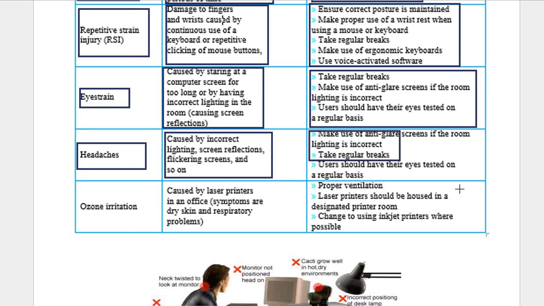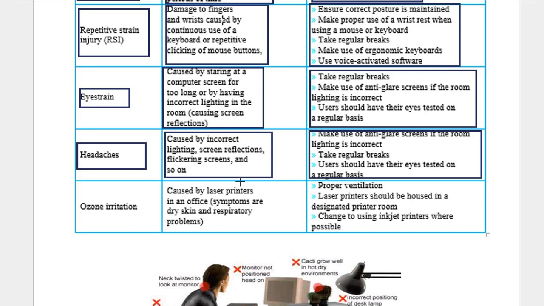What we can do to stop headaches, or let's say this type of problem of using computers for so long, we can use again an anti-glare screen, or we can use breaks. We can take regular breaks to stop headaches. Also, guys, if you notice, for the headaches and for the eye strain, we are recommending the same type of recommendation. Whatever works or helps for eye strain works for headaches too.